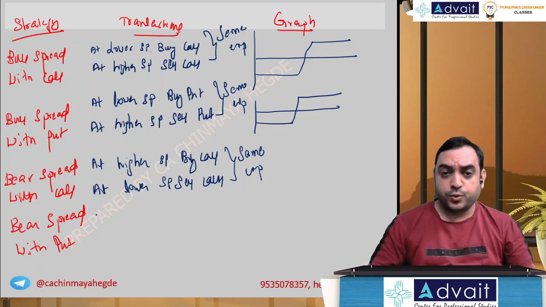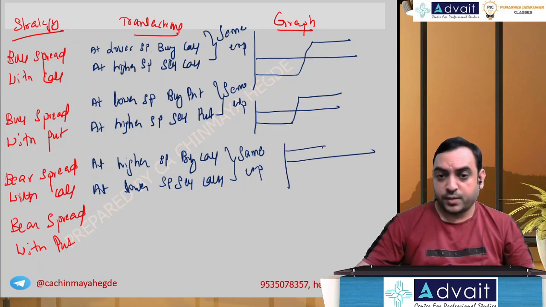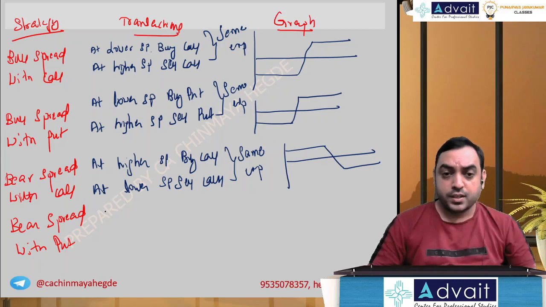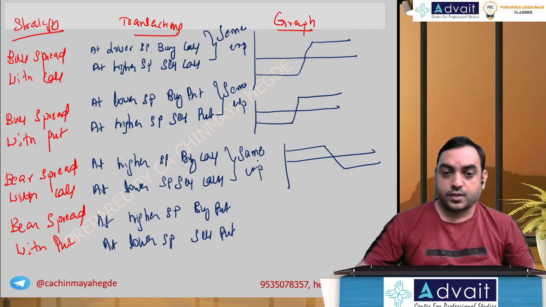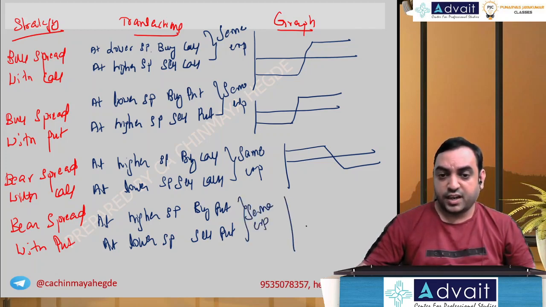And bear spread with put, again the graph will look like you make profit when the market is down and you make loss when the market goes up. This is again at a higher strike price, you buy put. At a lower strike price, you sell puts. On the same expiry, you get a graph similar to the bear spread.